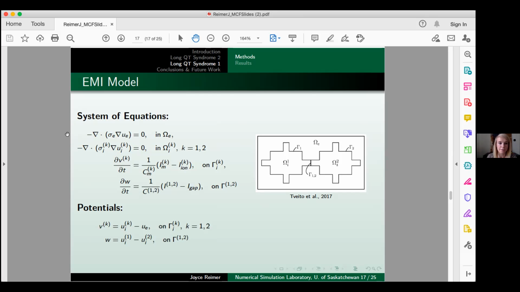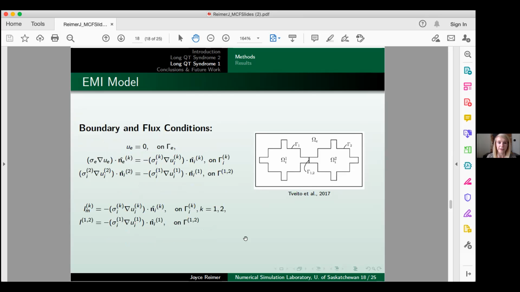You have some diffusion equations on the extracellular space, omega E, and the intracellular space, omega I. We're interested in solving for V, which is the transmembrane potential. That depends largely on I-ion, which is the ionic cell model that we can link to this system of equations, such as the Grandi et al. model or the Ten Tusscher and Panfilov model. This is the term where you would link it. And then W is the potential across the 2 cells, which depends on the current flow across the gap junction.